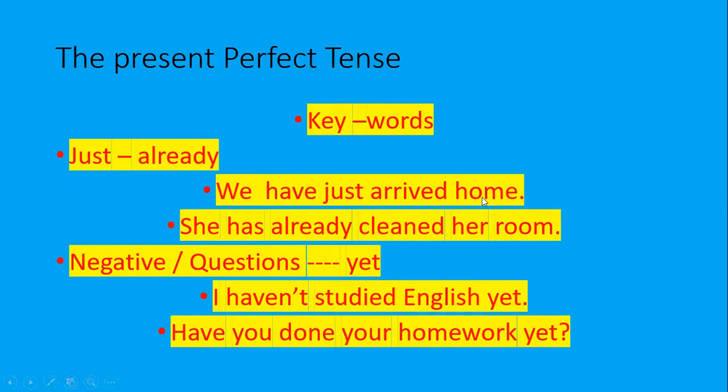We have just arrived home. We haven't, and you remove just. We haven't arrived home yet. She hasn't cleaned her room yet. Do you understand? Here, if you have yet and he asks you to use just, you say, I have just studied English. Okay? So these are the keywords just, already, and we use yet.